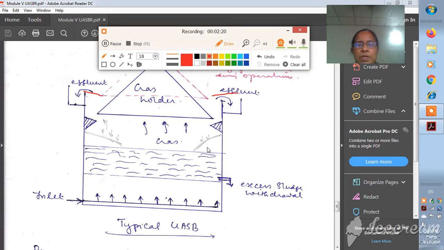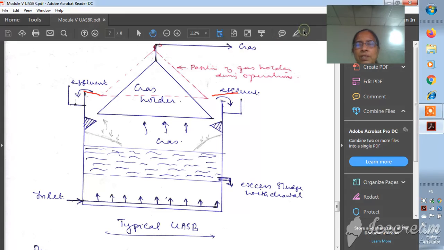So remember, here the wastewater is directly coming from the grit chamber. There is no primary sedimentation tank at all. Okay. Now coming to the next one.